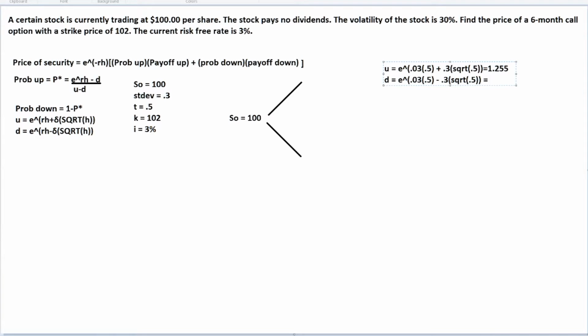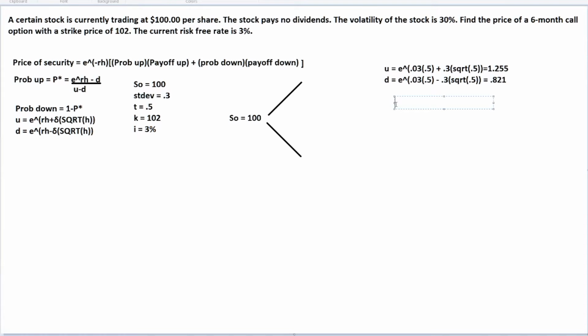Putting that into our calculator, we get 0.821. So with our up factor and down factor, that's like a percentile of the stock when it goes up and a percentile of the stock when it goes down. So 125%. We're going to take this number and multiply it times 100 to get our stock going up. So it's just 100.